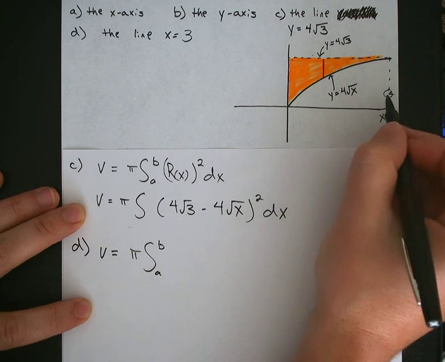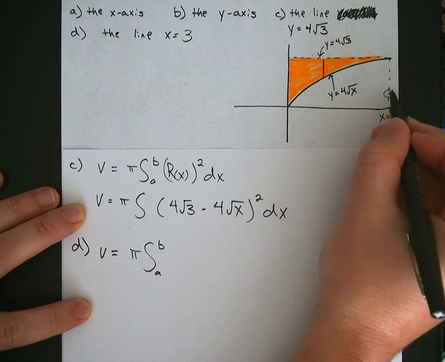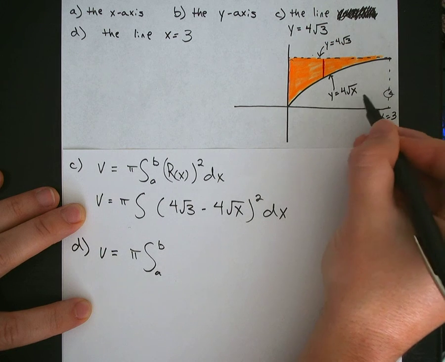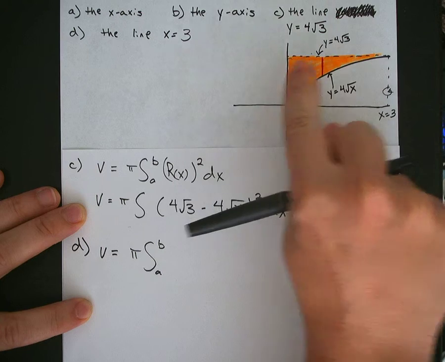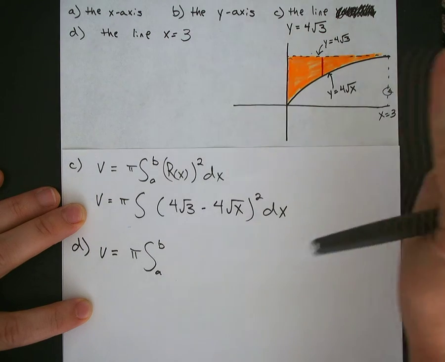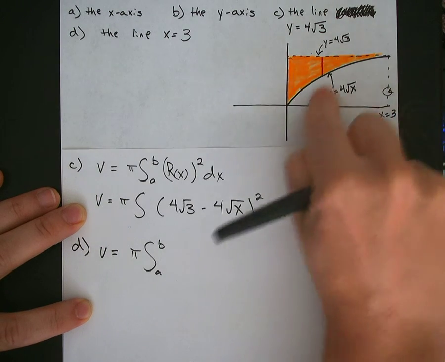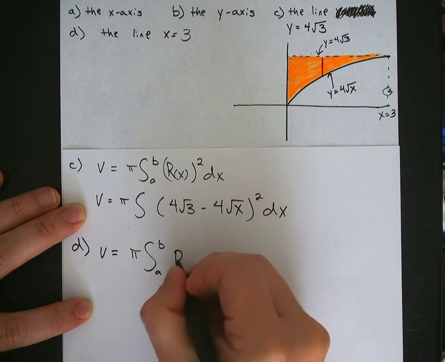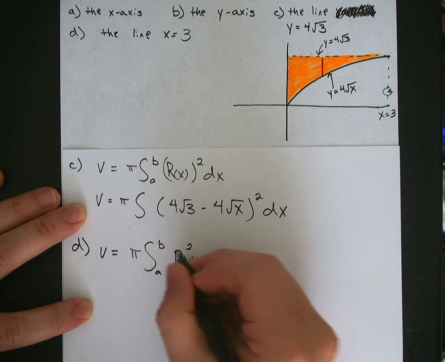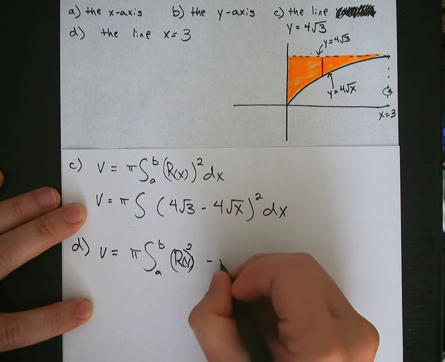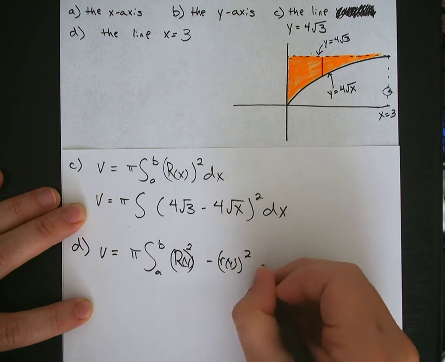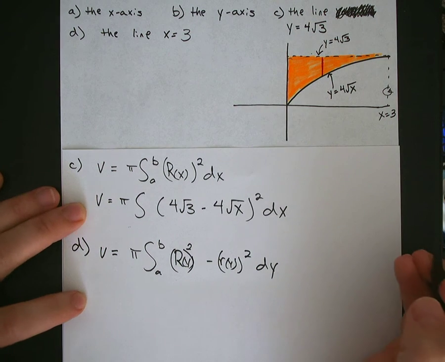Let's look at what's going to happen as we're rotating this region around this. Notice there's going to be a gap here. As we rotate this region around that line, there's this big hole in the middle, so we're going to have to use the washer method. This is going to be big R of y squared minus little r of y squared dy. We need to figure out our two r's.